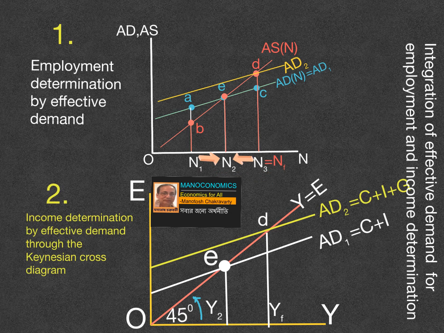And in this way, if we transform this diagram into the Keynesian cross diagram of income determination, we can explain income determination by the process of effective demand. With the Keynesian cross diagram of income determination, we can explain the underemployment equilibrium income and the full employment equilibrium income.